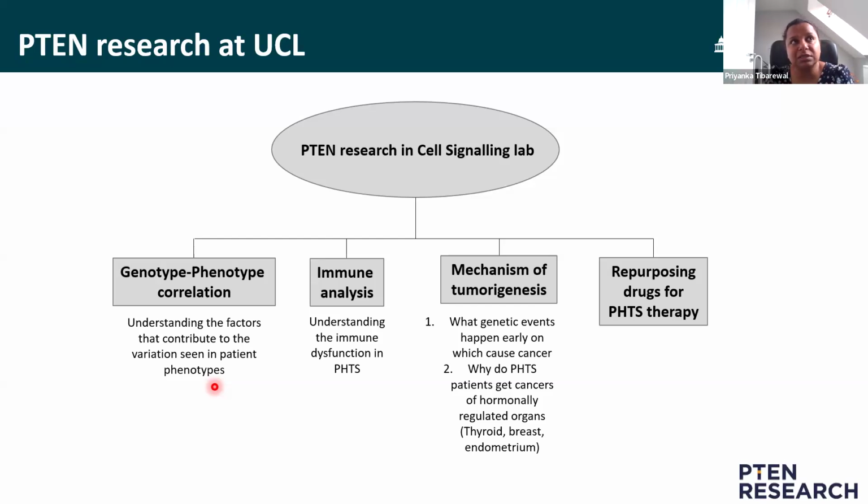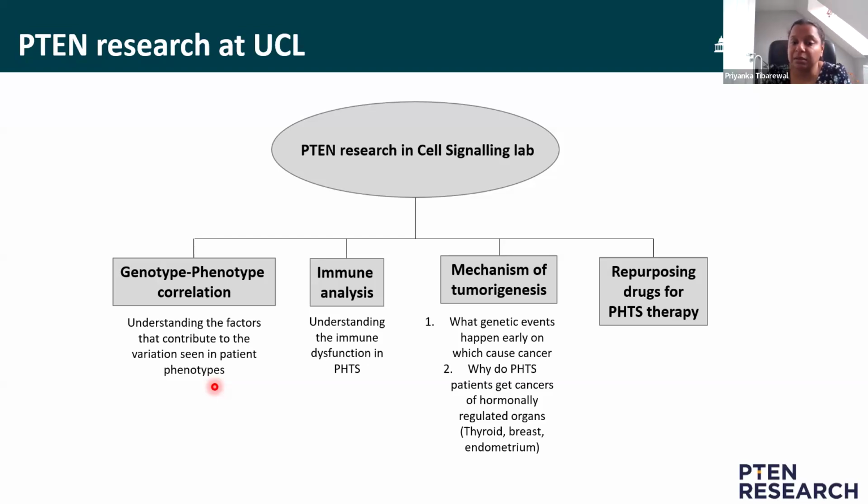Actually, there was a really interesting study from a lab in Cambridge. They showed that the mutation that causes the cancer can happen up to 20 years before the cancer actually happens. And I think PHTS is a very good example of that being true, because, as I said, you can be born with a mutation in this gene, but the cancers happen later on in life.